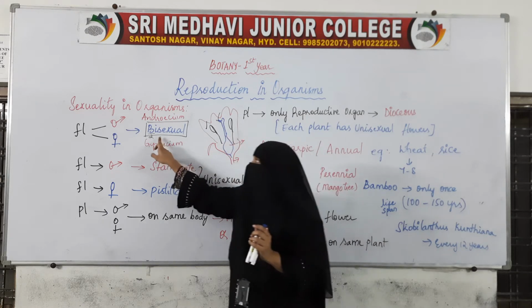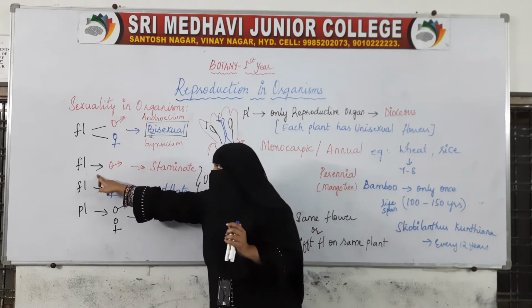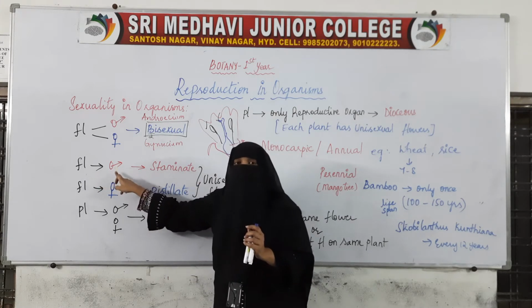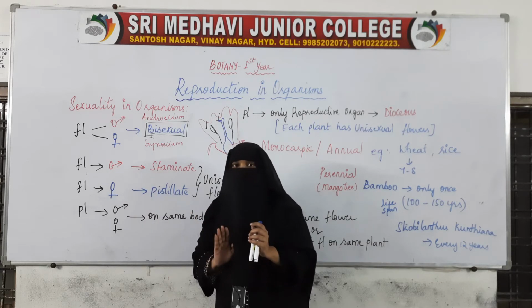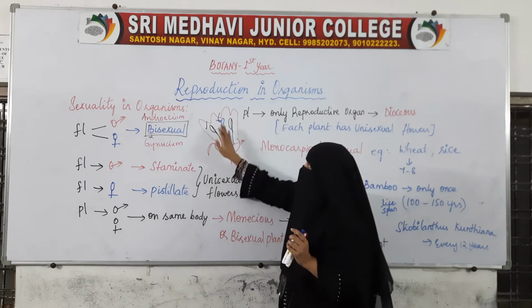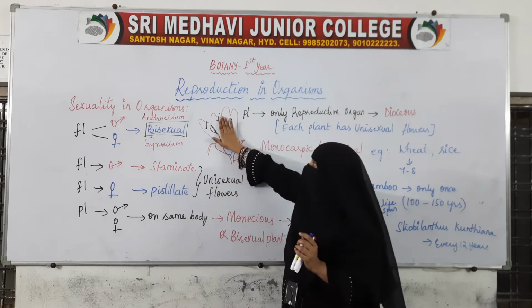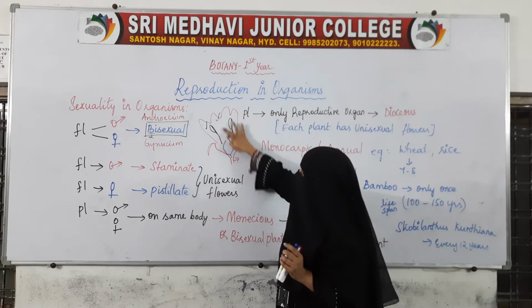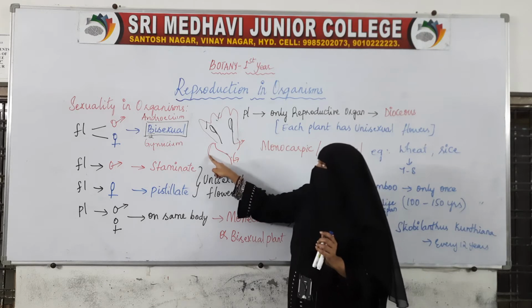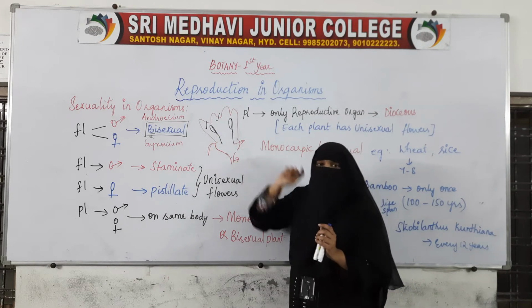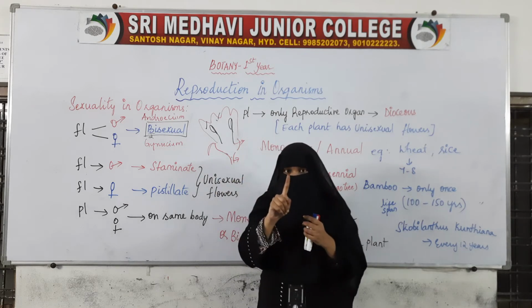If a flower has only the male reproductive organ, calyx is there, corolla is there, and only the androecium is there. We don't find the pistil. Only these three are present: calyx, corolla, and androecium. Only one reproductive organ is present.